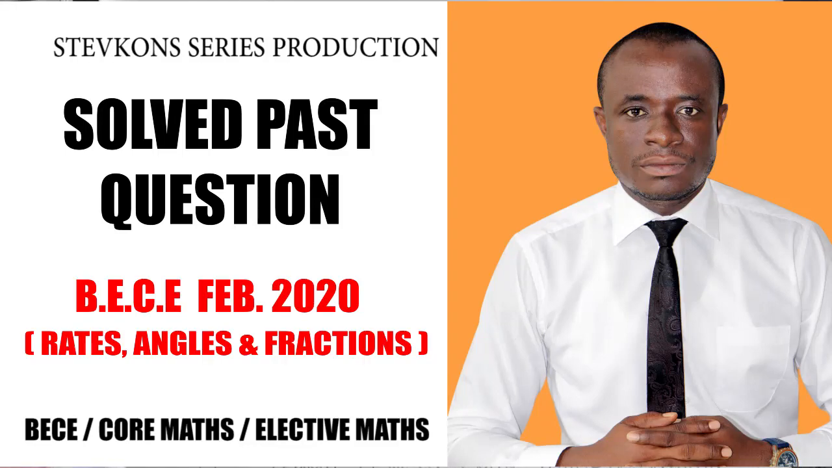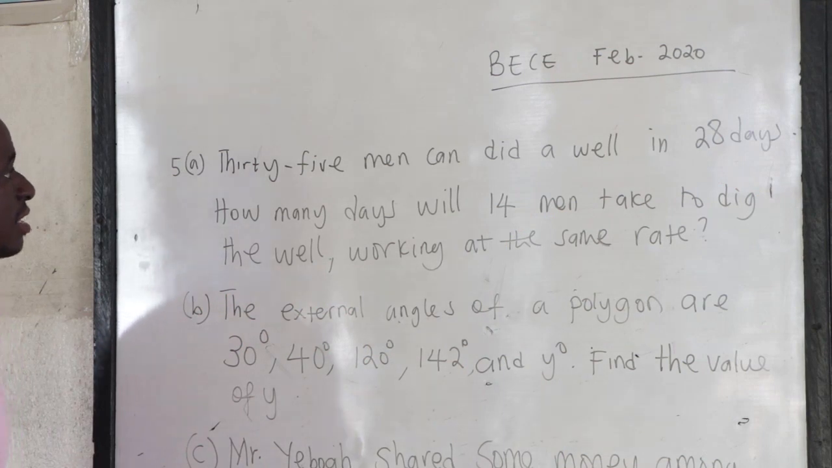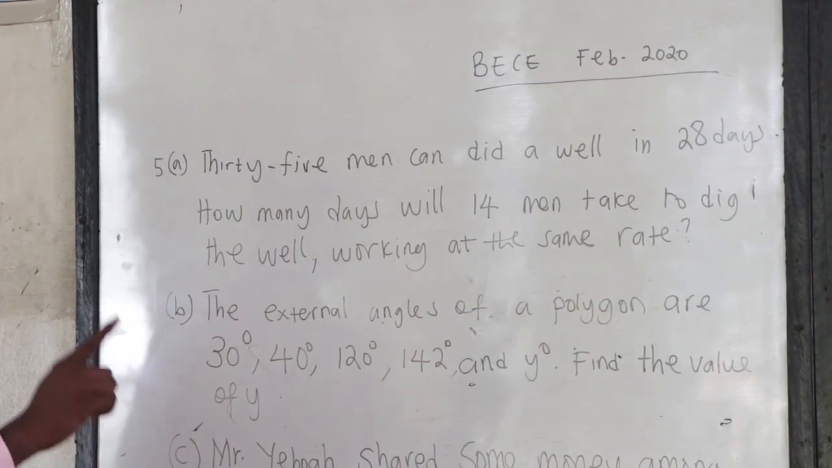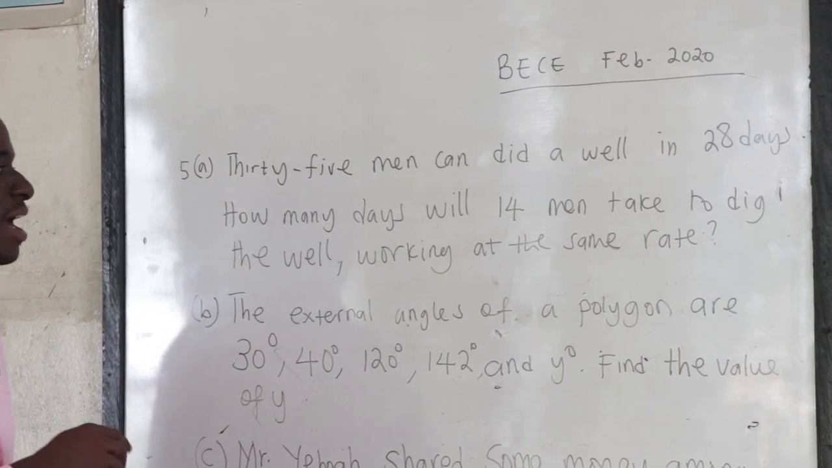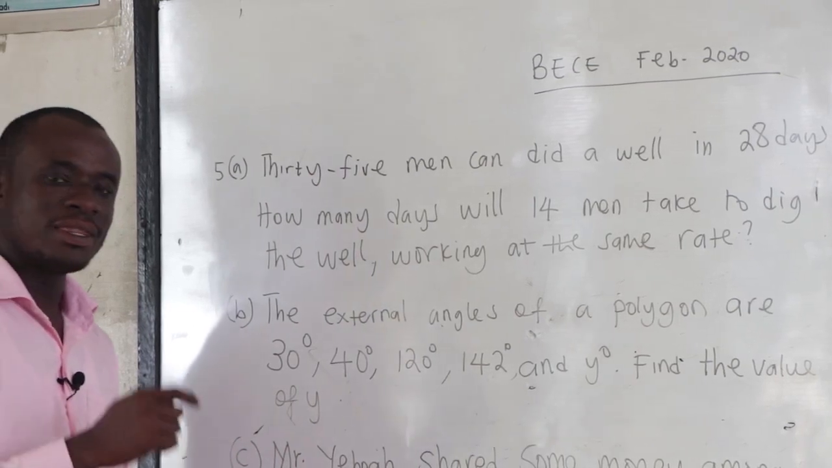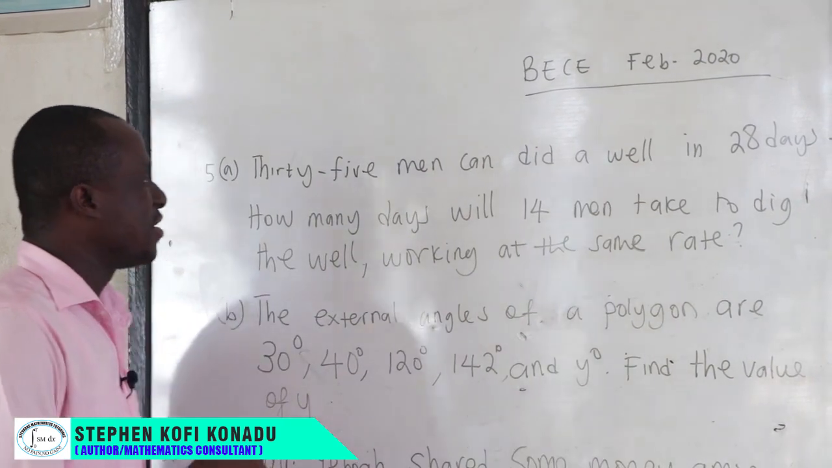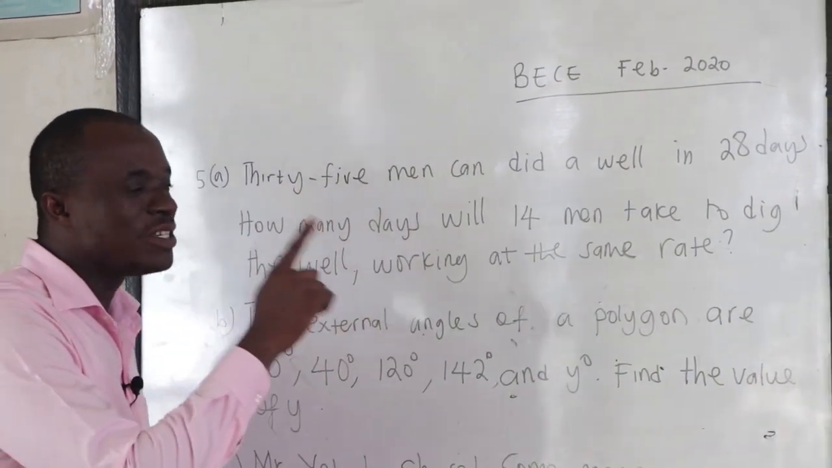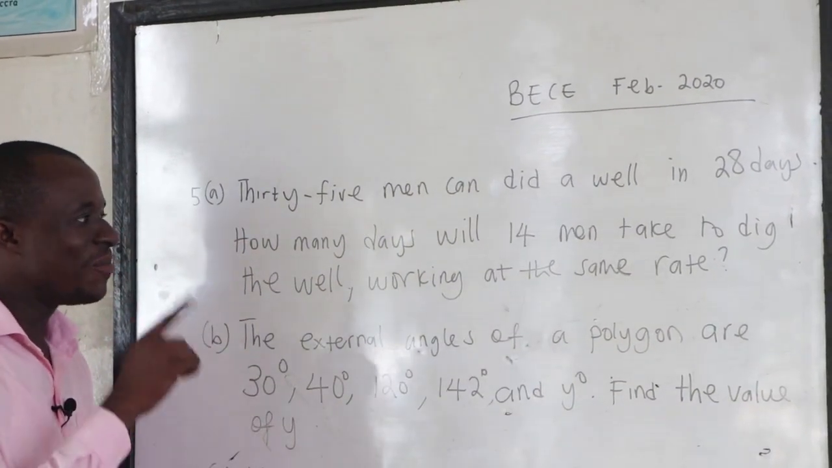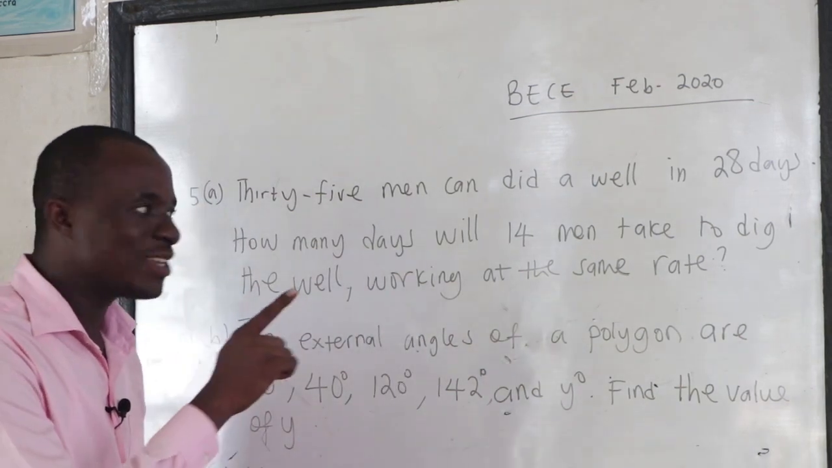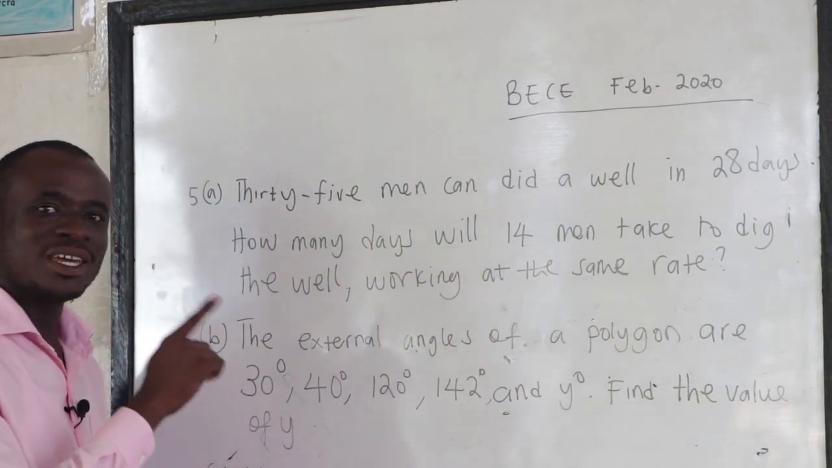Now this is BECE, February 2020, question number 5. Part A says that 35 men can dig a well in 28 days. How many days will 14 men take to dig the well working at the same rate?